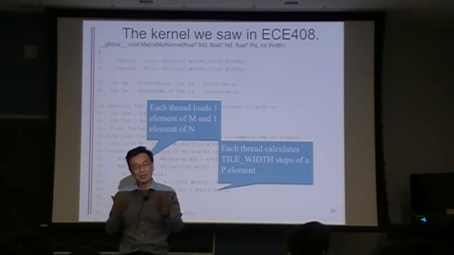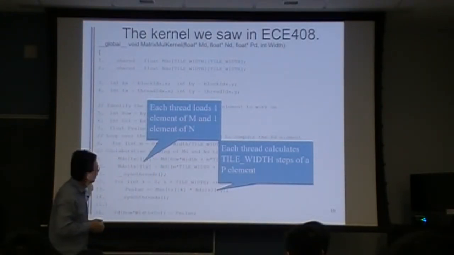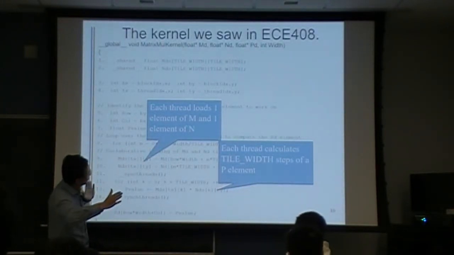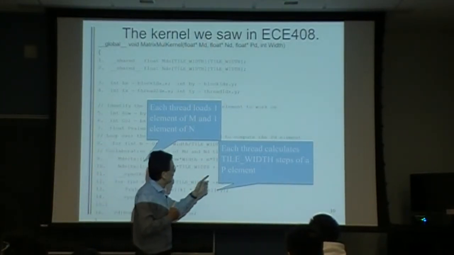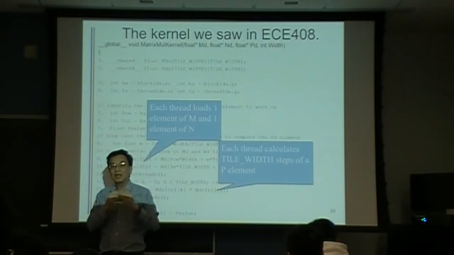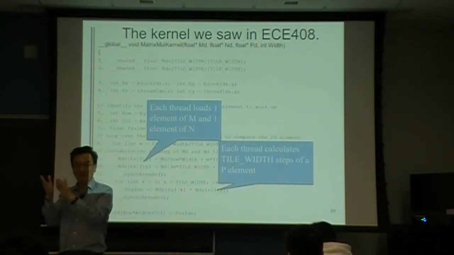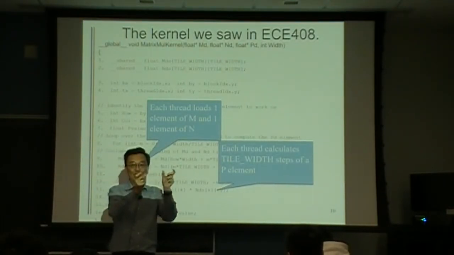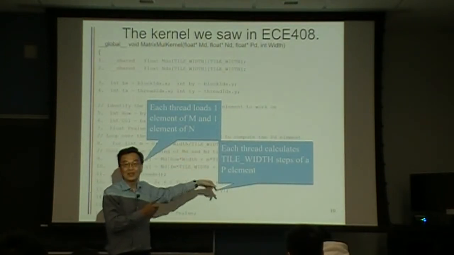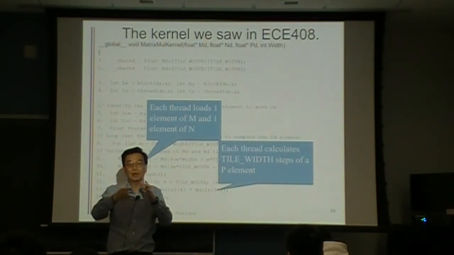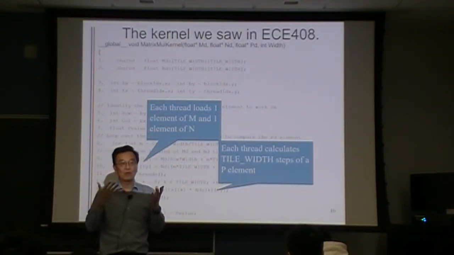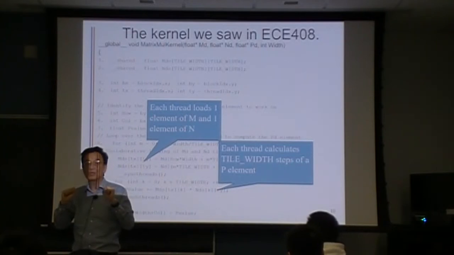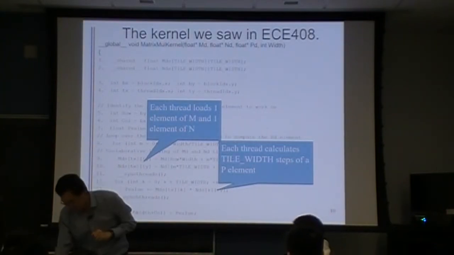So then you're done. However, you could also easily change this code into rectangular tile code, where instead of having a single tile width, you could have tile width M and tile width N, right? And then you could just adjust the loop bounds and so on, so that you can actually process rectangular tiles as well. So that's all good in 408, right? Any questions about the 408 code? Okay, good.